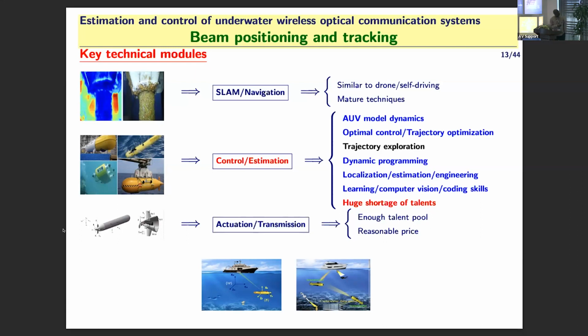The crucial part for underwater optical vehicles is the control and estimation, and also the perception. Because we need to know a little bit about the model of the system, and if you want the model of the dynamics, we need to know a little bit about optimal control or trajectory optimization, and also trajectory exploration. We also need to know some dynamic programming, estimation, localization, engineering, learning, some coding skills, and also computer vision. So really, there is a huge shortage of talent to make it really work.